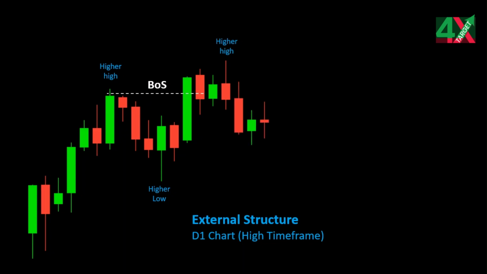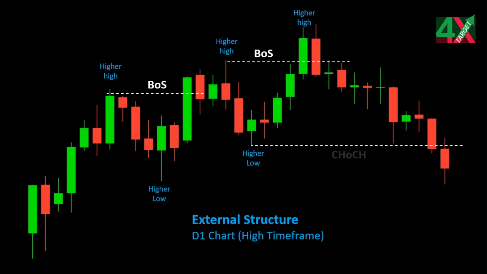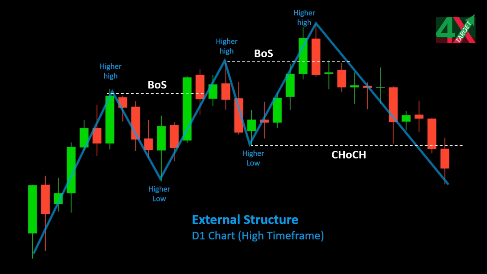Soon after, price retraces slightly and once again breaks a previous high, confirming yet another bullish break of structure. However, here's where things change. Price suddenly breaks below the last higher low of the uptrend. This is what we call a change of character, a powerful indication that the bullish momentum might be coming to an end, and a potential trend reversal to the downside is beginning. This is the external structure on the D1 chart, which shows the overall shape of the market.